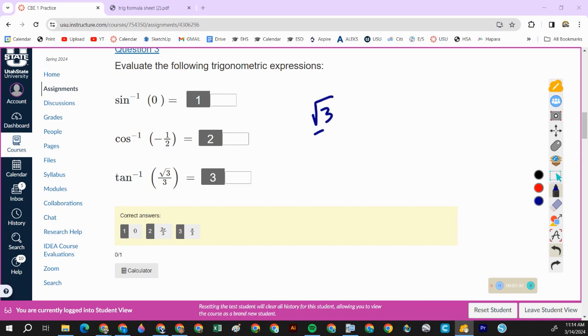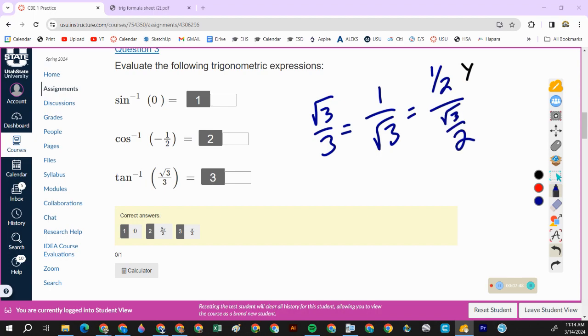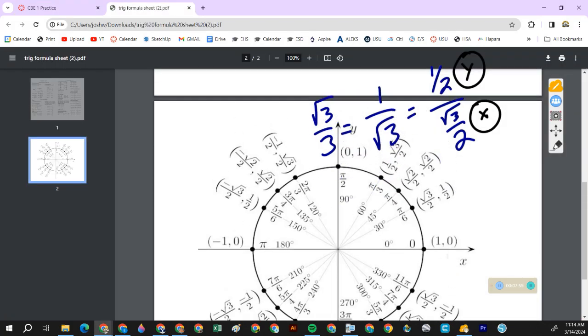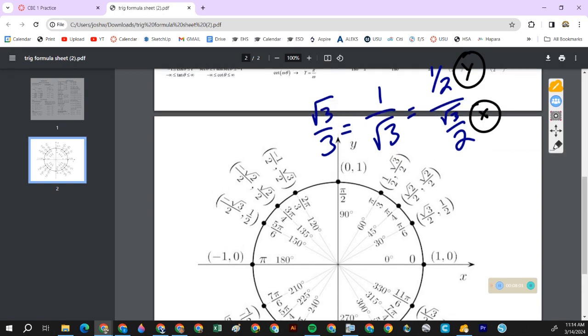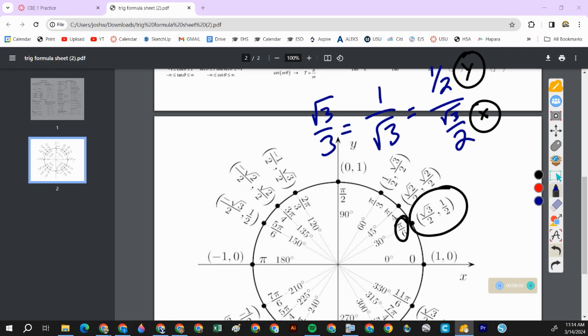So where is tangent equal to root 3 over 3? Root 3 over 3 is the same as 1 over root 3, which is the same as 1/2 over root 3 over 2. And tangent is y divided by x. So we need to find an angle where the y is 1/2 and the x is root 3 over 2. If we look at the unit circle, we want the y to be 1/2 and the x to be root 3 over 2. So the answer is pi over 6.